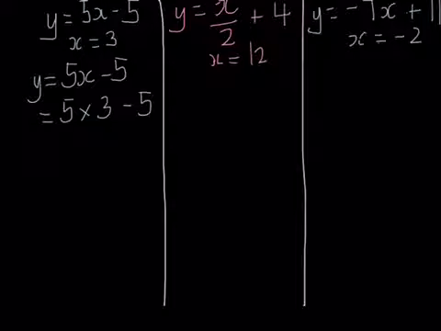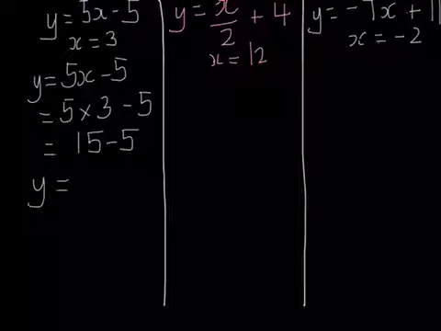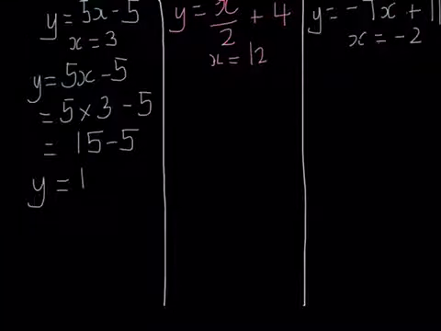We've done the substitution. Now let's show our working out. 15 minus 5. So our answer is going to be y equals 10. Oops, make that 10. Get rid of that one. Let's make it a proper 10. There we go. Y equals 10.